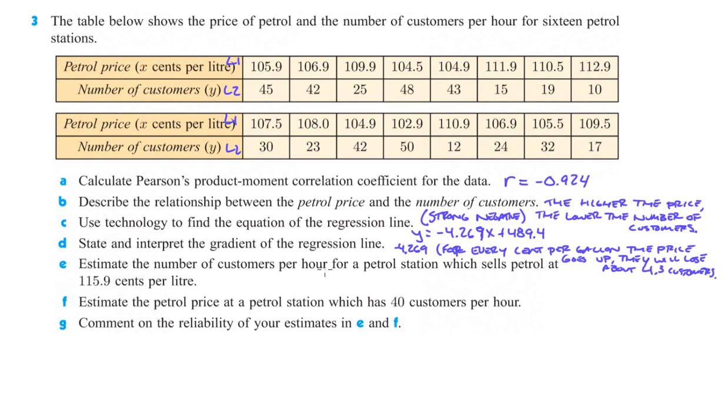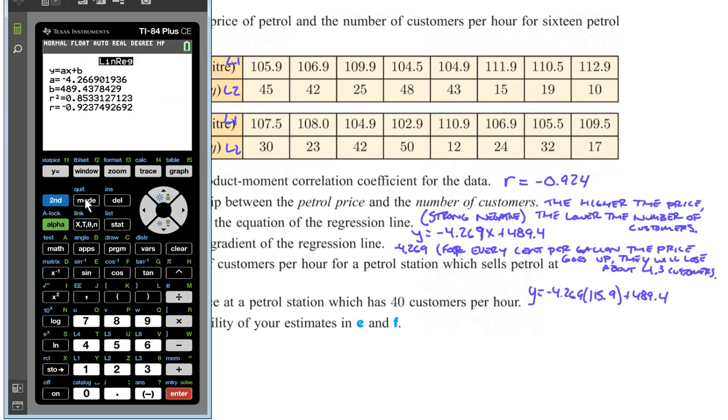Okay, E, estimate the number of customers per hour for a petrol station which sells petrol at 115.9 cents per liter. Really what we can do is plug that into our equation here. I'm going to put that over here so we can work it out. Y is our number of customers, that's what we're looking for. So Y equals negative 4.269 times 115.9, because that's our price, our X, plus 489.4.